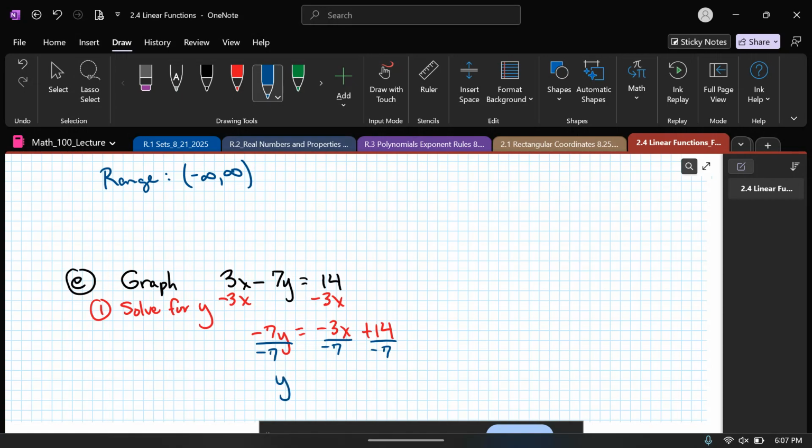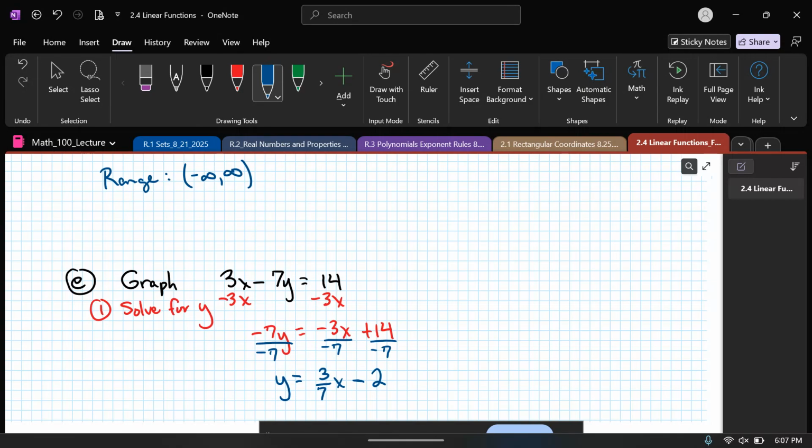So that's going to give me y is equal to what? 3/7 x and -2. Yeah. So the negatives there, -3 divided by -7, even though that doesn't reduce, the two negatives cancel each other out. So we get a positive 3/7 slope, and then 14 divided by -7, that's where the -2 is coming from. Once we get it here, it's just like what we've been doing. We got the slope, 3/7. We got the y-intercept of -2.